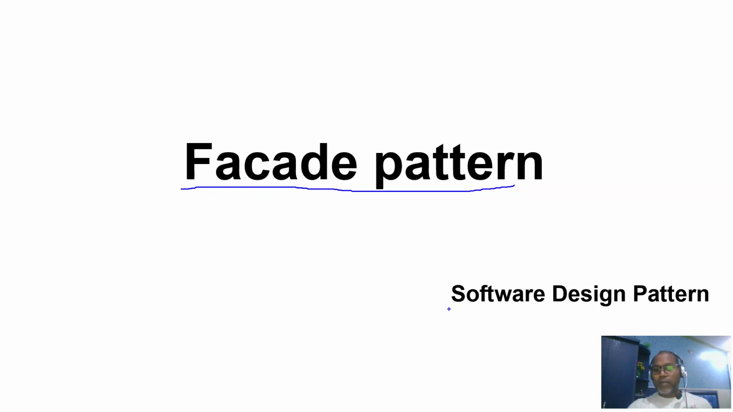The Facade pattern is a kind of software design pattern that helps us to write simplified code. So let's discuss the theory part, and also discuss as per the theory how we can implement this facade pattern.